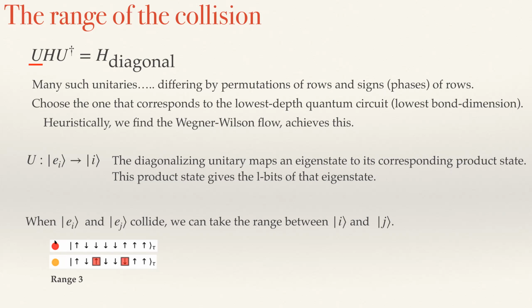If I had an excitation on the left of my system and it flipped the spin on the right of the system, that would be a very deep unitary, because it would have to drag that information all the way across the system. We want to avoid that kind of thing. And heuristically, the Wegner-Wilson flow never does that. It always maps local things to local things.